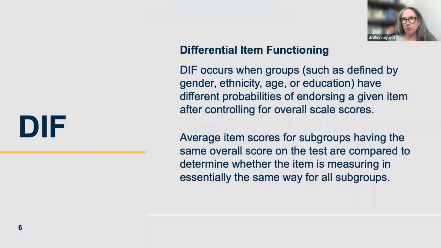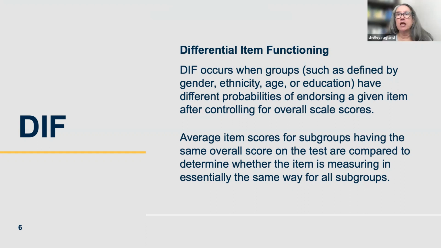Differential item functioning, and we call it DIF for short, occurs when groups, and we'll talk about what groups are in just a minute, have different probabilities of answering an item correctly, that is endorsing it, but it's after controlling for the overall scores on the test. And that very important piece of information I'll be highlighting a little bit more closely. You do begin by looking at the average item scores for subgroups at the same overall score point. Let me show you what that means.